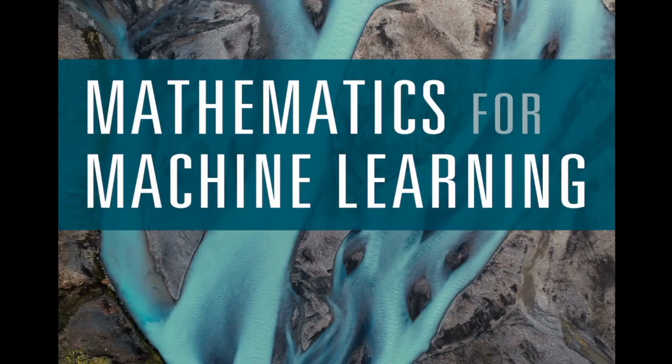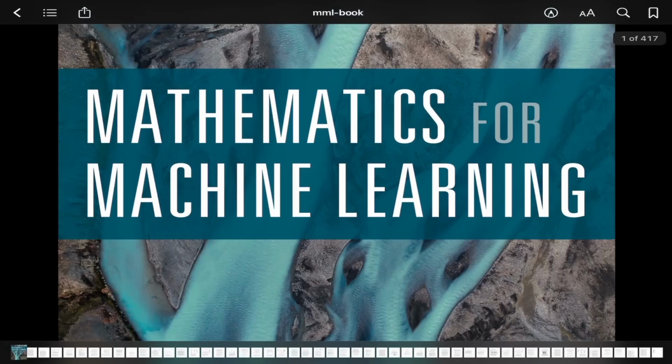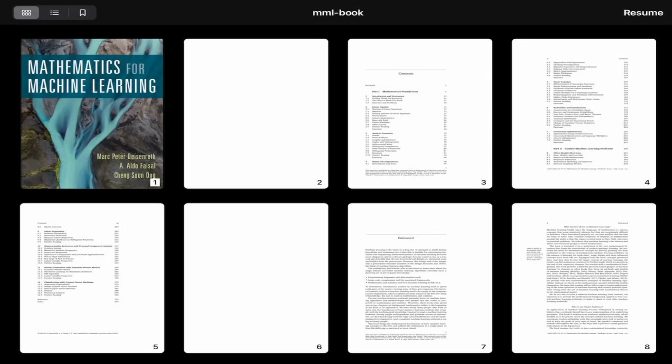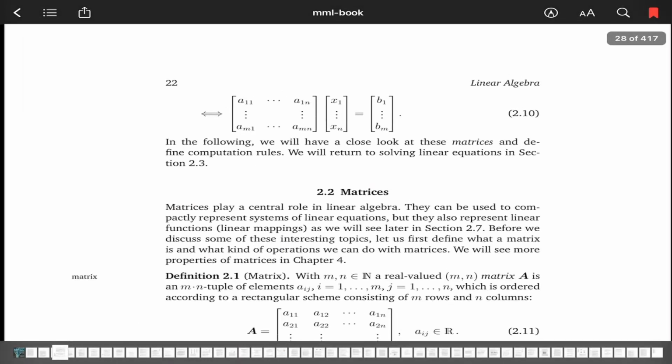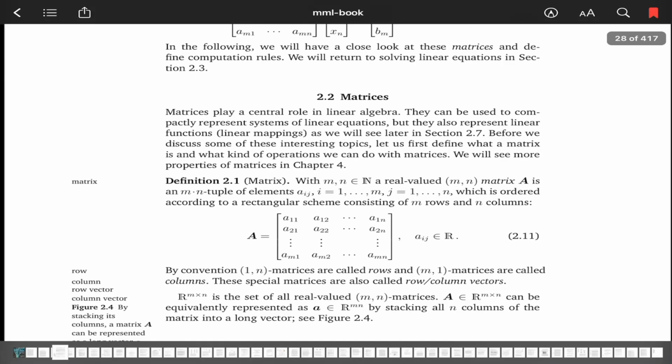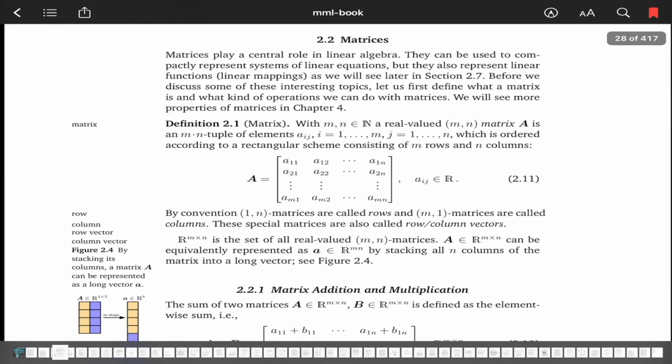Welcome to another open learning session where I'm going to catch up with deep learning. So I'm currently working on the Mathematics for Machine Learning book. If you have followed one of the other videos, you would see that today's chapter is matrices. So let's just start.